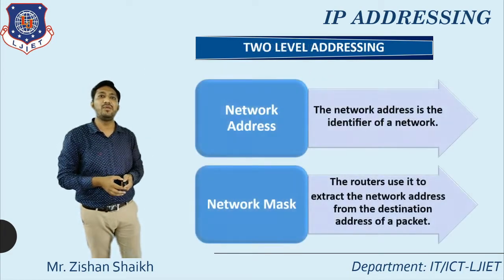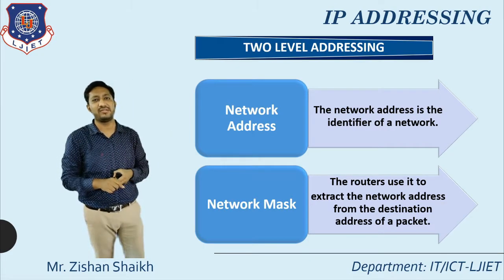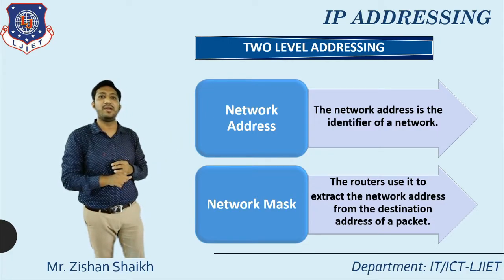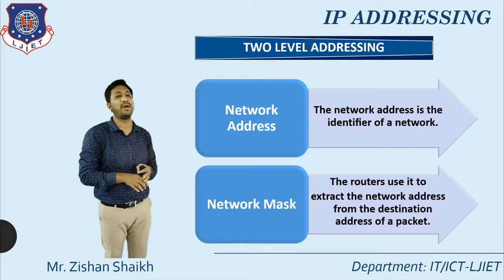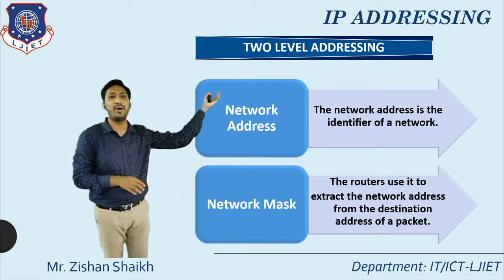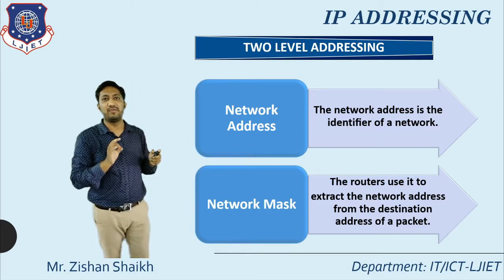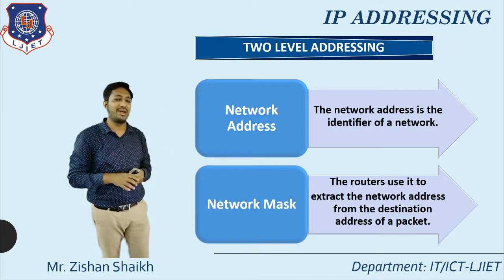Now we are moving to the specific addressing techniques. First is two-level addressing. In two-level addressing, we have two options for identifying the particular network. For that, we have to understand the network address and the network mask. The network address is all about the network; it is the identifier of the network, from which we can identify the network.